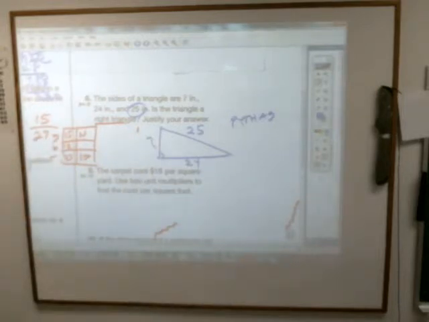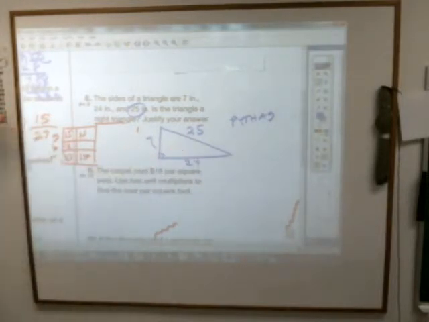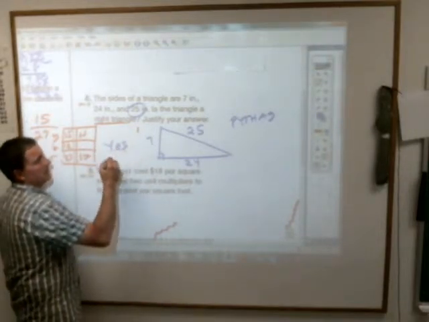Now the question is, if that is true, is that a Pythagorean triple? Is there a 7, 24, 25? And you can just go look over here. 7, 24, 25. If it's a triple, it has to be a right triangle.